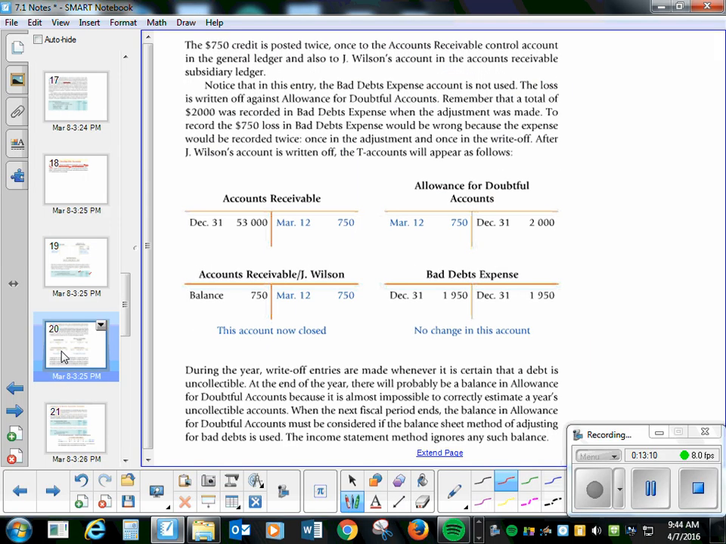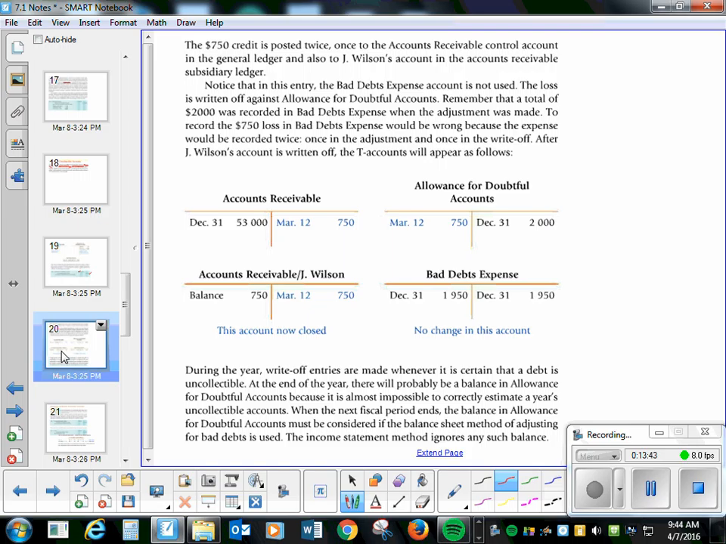The 750 credit is posted twice, once to the accounts receivable control account in the general ledger and also to J. Wilson's account in the accounts receivable subsidiary ledger. Notice that in this entry, the bad debts expense account is not used. The loss is written off against allowance for doubtful accounts. Remember that a total of 2,000 was recorded in bad debts expense when the adjustment was made. To record the 750 loss in bad debts expense would be wrong because the expense would be recorded twice, once in the adjustment and once in the write-off.